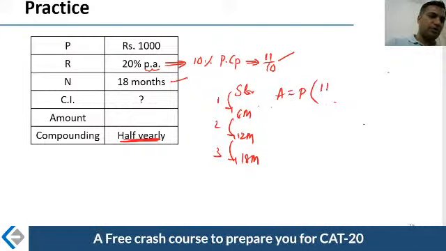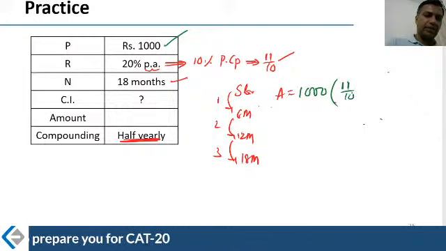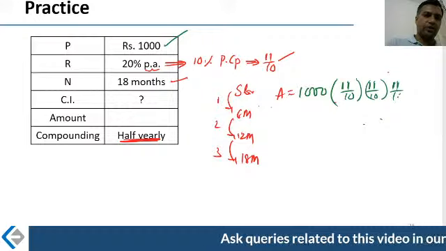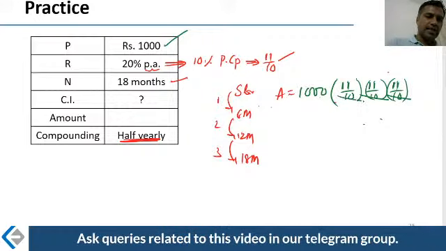So what is the principal? Principal is given to me as 1000. Let's use it. Amount is 1000 principal. Then you are using the multiplier how many times? 3 times. 11 by 10, 11 by 10 and 11 by 10. Technically 11 cube by 10 cube. 1000 gets cancelled with this. 1000 is cut off. Therefore, you say that the amount is nothing but 1331.